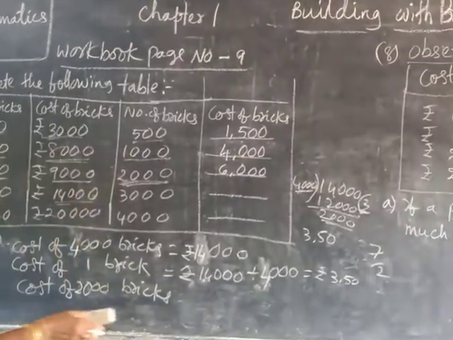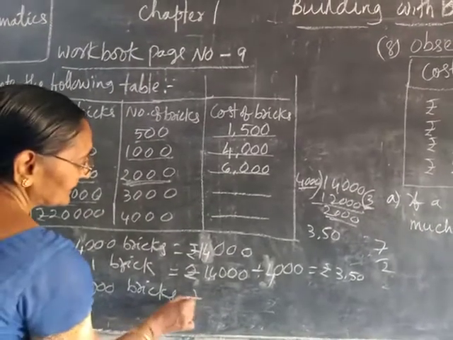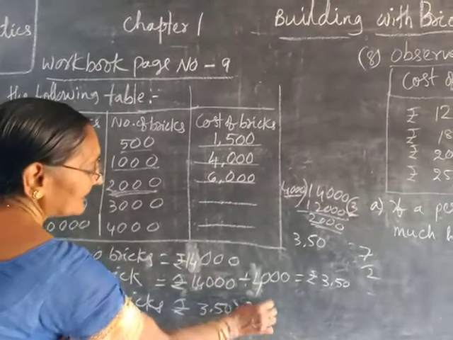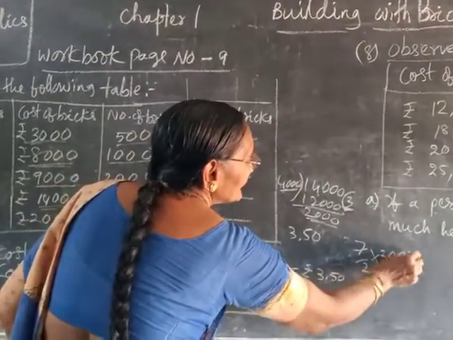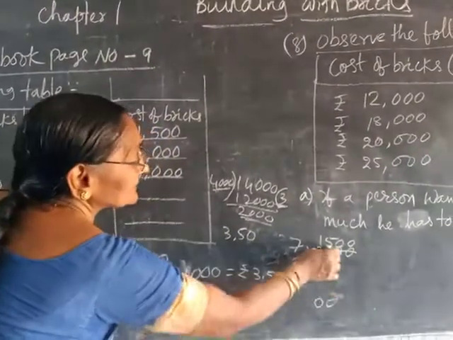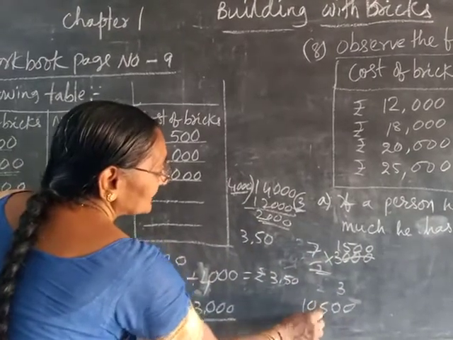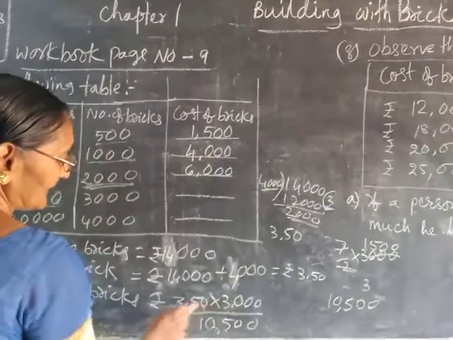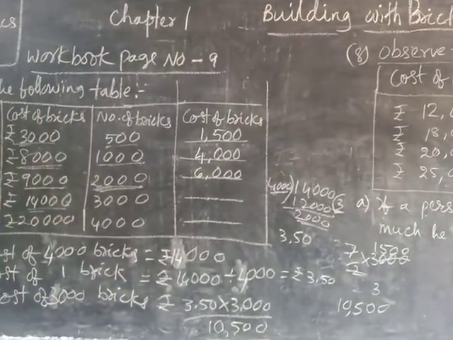Then how many bricks here? 300 bricks. How much is that? 3.50 into 300. That comes to 10,500. So the cost is 10,500.